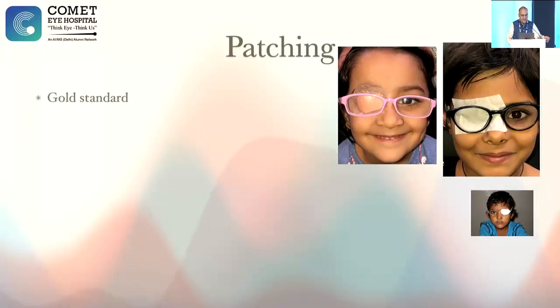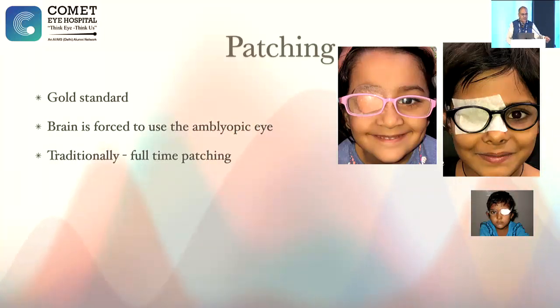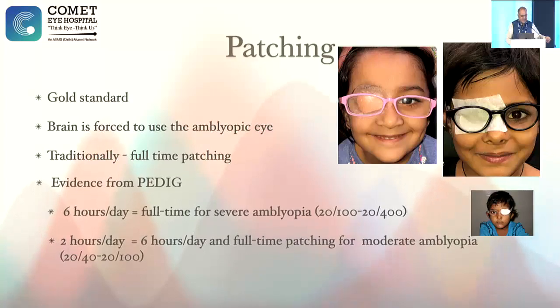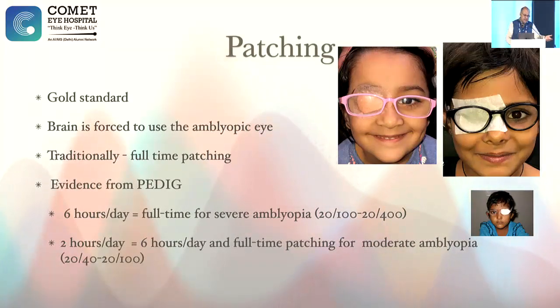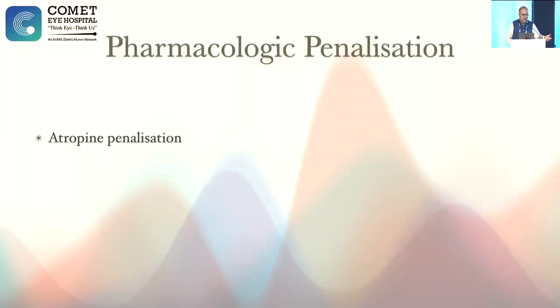Patching is the gold standard, where the brain is forced to see with the amblyopic eye. Traditionally, we were taught the full-time patching, but then came the PEDIG and the ATS with a lot of studies. So we went from full-time to part-time, which works 6 hours a day for severe amblyopia, and 2 hours a day, which is equivalent to 6 hours a day for moderate to mild amblyopia. Then we talked about the pharmacologic penalization, which is also looked upon.